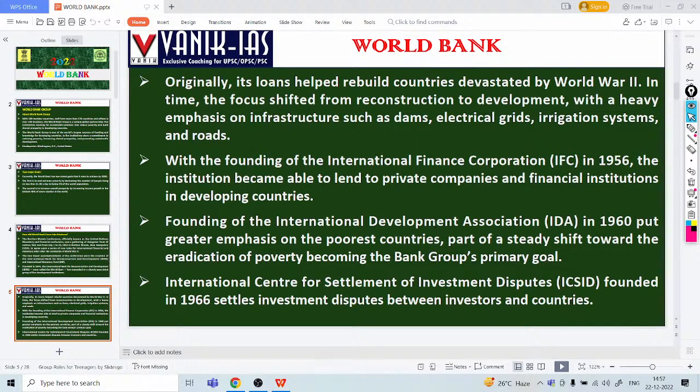With the founding of the International Finance Corporation in 1956, the institution became able to lend to private companies and financial institutions in developing countries. What happened? It was created to finance reconstruction. Reconstruction was over.